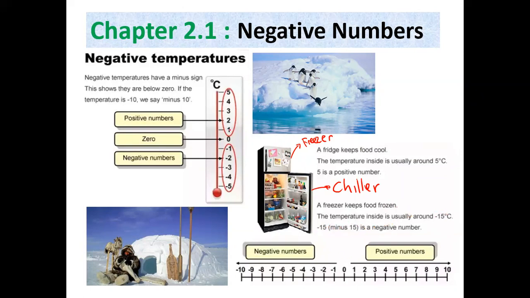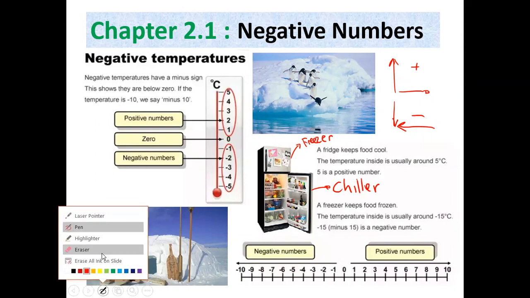It can be shown as a vertical line, go up positive, go down negative, or a horizontal line, go right positive, go left negative. So up and right is positive, and down and left is negative. This will be our explanation to make it easy. Okay, up right positive, down left negative. Next.